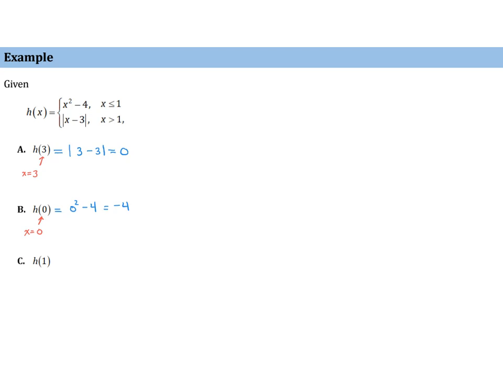Now lastly, we have x is 1. If x is 1, which piece do we use? We use the first piece because 1 is less than or equal to 1. It satisfies this first condition. So we should go ahead and use x squared minus 4. So we get 1 squared minus 4, which is going to be negative 3.